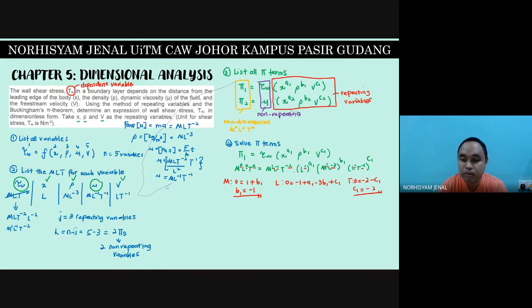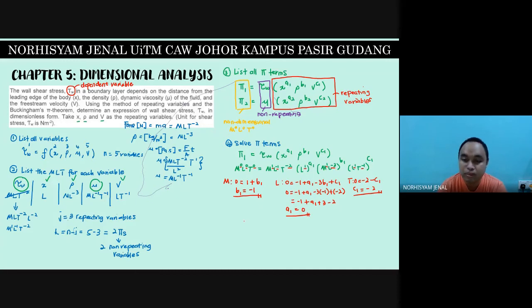So when you get this, we can fill in this equation here. So 0 equals to negative 1 plus A1 minus 3 times negative 1 plus negative 2. Right, so equals to negative 1 plus A1 plus 3 minus 2. So 3 minus 2 is 1. 1 minus 1 is 0. Correct? So 3 minus 2 is 1. And then minus 1 is 0. So A1 is equal to 0.